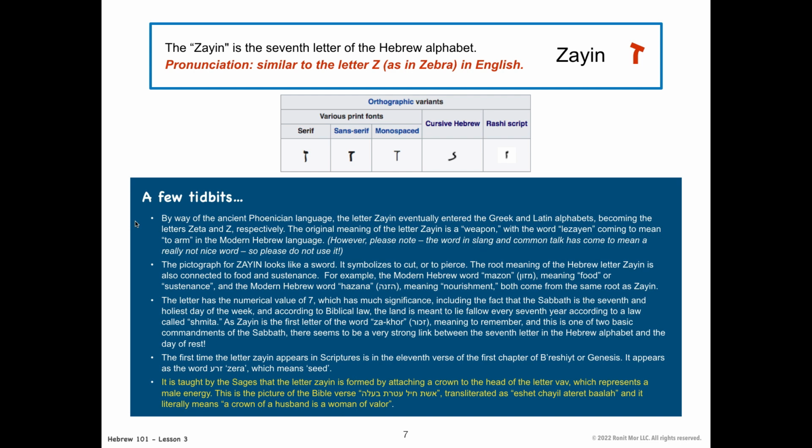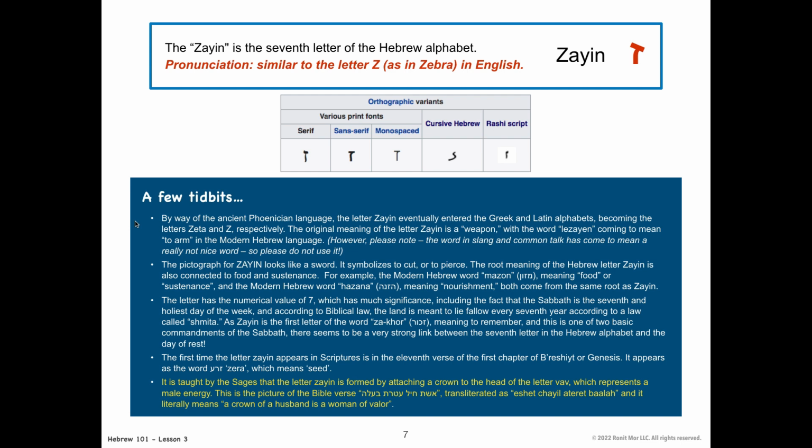The pictograph for Zayin looks like a sword. It symbolizes to cut or to pierce. The root meaning of the Hebrew letter Zayin is also connected to food and sustenance. For example, the modern Hebrew word mazon, meaning food or sustenance, and the modern Hebrew word hazana, meaning nourishment, both come from the same root as Zayin.